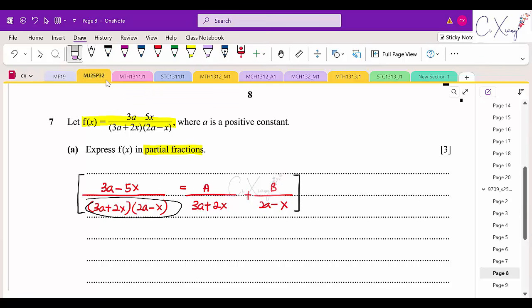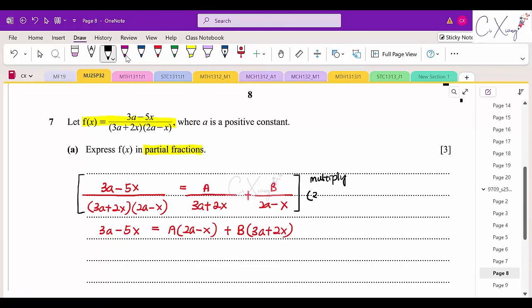When I multiply it here, you will have 3a minus 5x multiplied by this term, 3a plus 2x, and the 3a plus 2x can be cancelled off. You are left with A times (2a minus x). The same thing happens for the second partial fraction. If you multiply it, you'll have 3a plus 2x here. So this one I will take as multiplying 3a plus 2x and also 2a minus x. Right, and this is the equation I get.